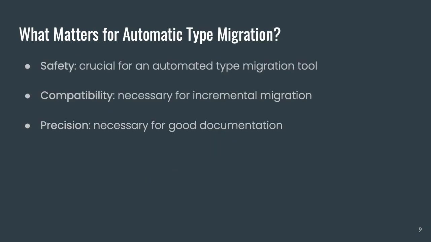So these are the three properties that matter for automatic type migration. Safety, which is critical for having the correct types. Compatibility, which is necessary if you can't access all of the code that's going to be using the migrated code. And precision, so that we get good documentation and good types. That's the goal of our tool.